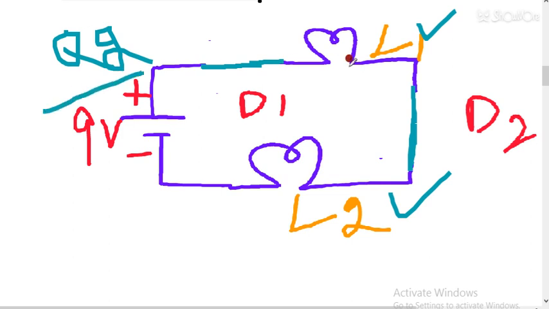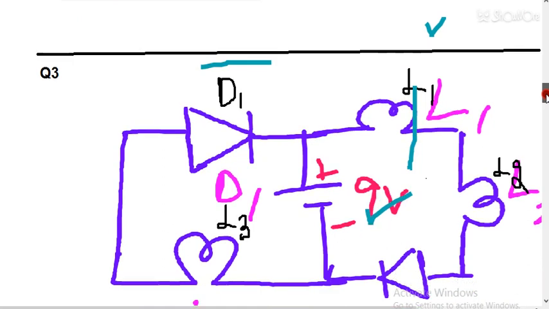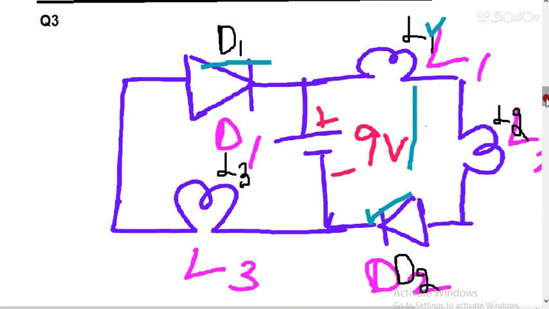So I hope up to question number 2, the solution is clear to you. L1 and L2 will glow in the second question. In the first question, none of the lights will glow. So now we are moving to the next question, that is question number 3.